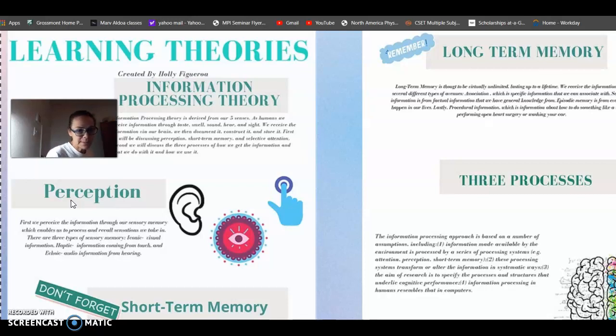We perceive information through our sensory motor memory, which enables us to process and recall information that we take in. There are three types of this. The first is iconic, which is visual, and haptic, I believe, information coming from touch, and then echoic, I believe, which is through hearing.